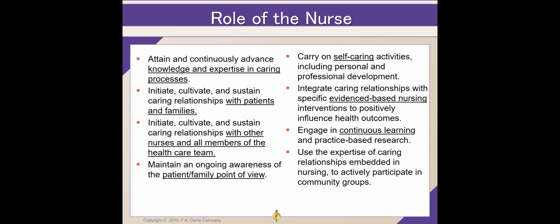Let's look at the role of the nurse in this theory. Some of these are a bit repetitive, but the RN needs to attain knowledge and expertise in caring. They need to initiate caring relationships with families, with other nurses, and with all the healthcare team.